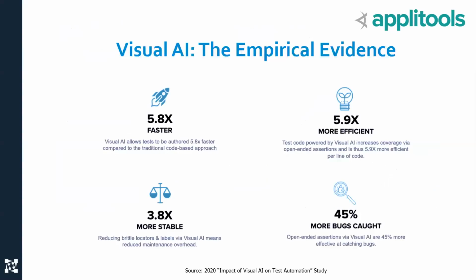And I think I've got one or two more slides, but just a bit more. We had a report that we put out earlier in the year on visual AI. This is the empirical evidence. It proved, through somewhere around, I think, 1.5 years worth of data that we compiled, where 188 test engineers provided data, and they each spent somewhere in the ballpark of 11 hours, and we showed that creating tests with visual AI was 5.8 times faster than without, and your test code was 5.9 times more efficient, 3.8 times more stable, and we actually caught 45% more bugs. So it's really compelling technology.